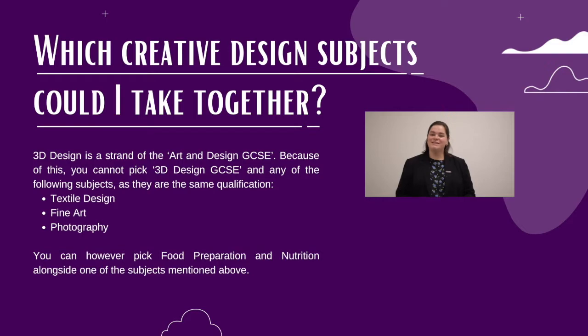So, I'm just going to start with telling you that 3D design is part of the Art and Design GCSE. Because of this, you cannot pick 3D design GCSE alongside any of the following subjects because they're the same qualification. So textile design, fine art and photography. So just to be clear, you cannot pick 3D design and either textiles, fine art or photography because they're the same GCSE and you'll only end up with one at the end of it, okay?